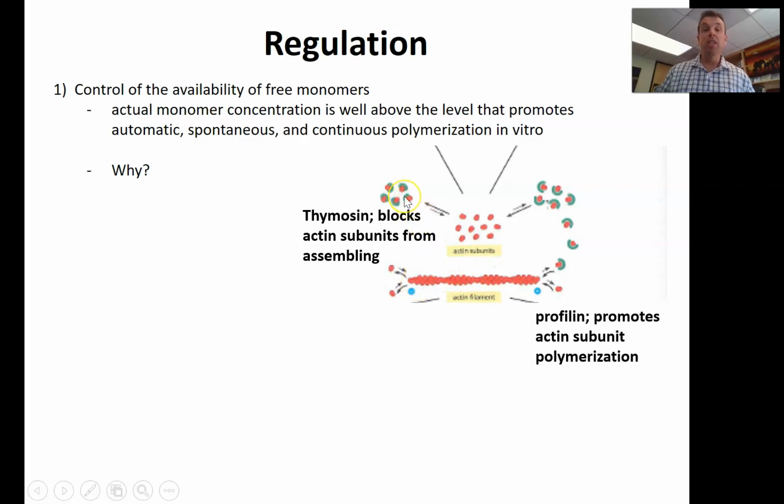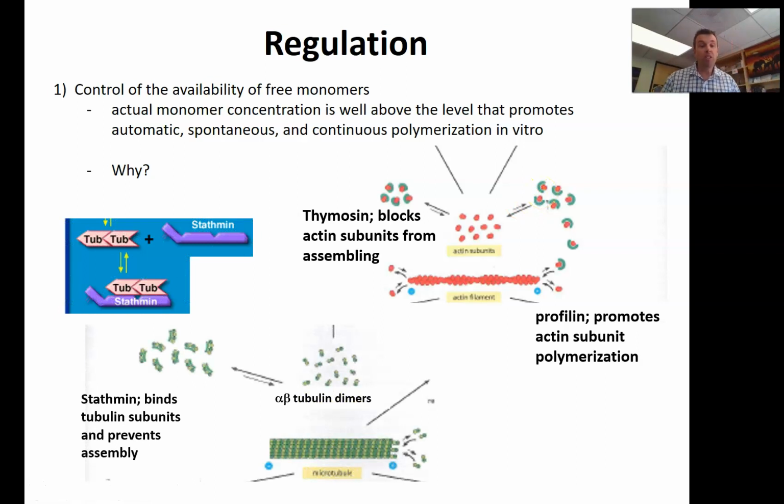So this is basically taking the actual concentration of monomers and making the effective concentration lower, because most of them are inhibited, they're sequestered away, they're not available to polymerize. On the other hand, profilin can promote actin subunit polymerization, so they're actually hyperactivating these monomers and making them much more efficient to bind to the polymer. So free monomers are available to bind, but you can inhibit them with thymosin, and you can hyperactivate them with profilin.